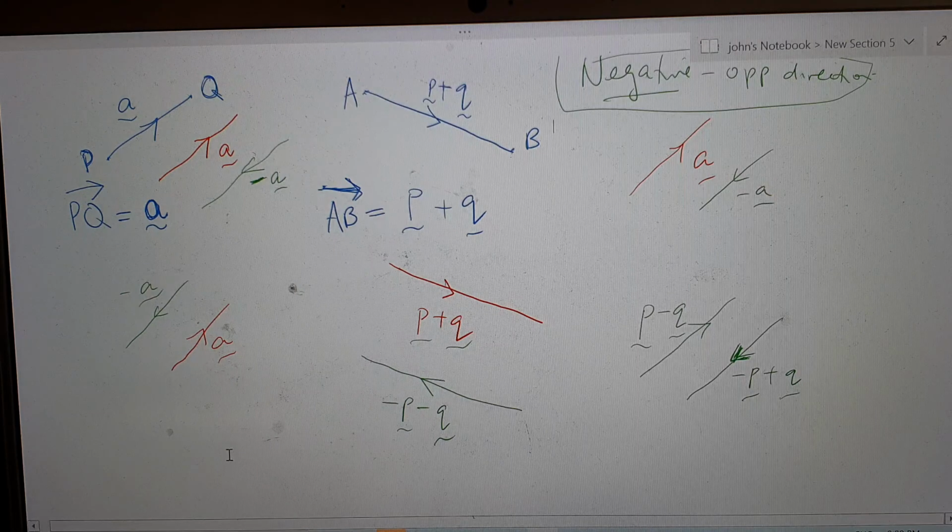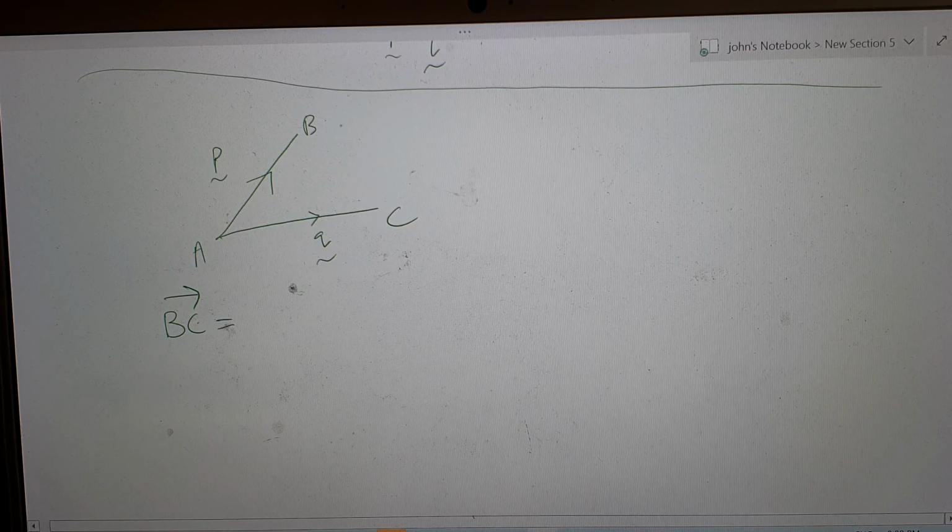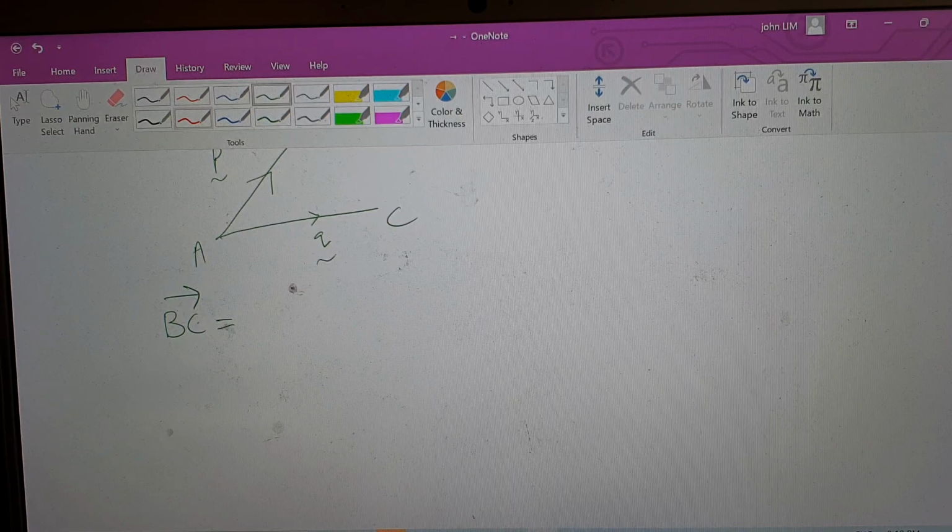Now I'm going to move on to something else. Let's say I call this point A, this point B, and then this point C. If the question gives you that to go from A to B is vector P, small p, then I put a curly symbol here. In this direction, from A to C, it is Q. Now if I ask you how to find the vector BC, what is BC equal to? That's something new.